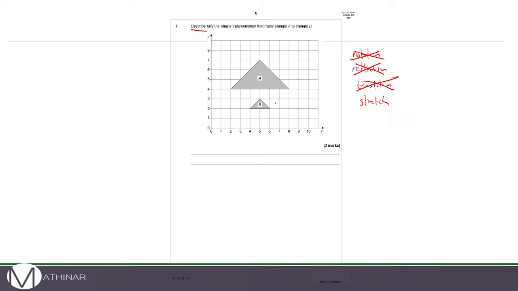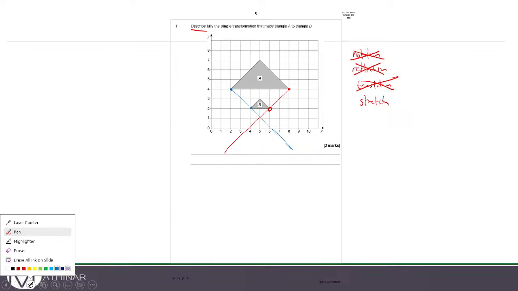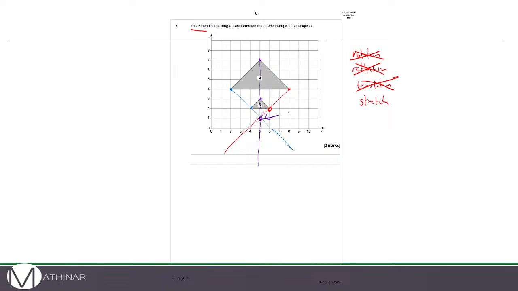So the best way to do this is to get a ruler and find this corner, and the identical corner is here, and draw in a straight line from there to there and continue that straight line. Then pick a different corner. So this corner here and this corner here, join a line from there to there and continue that line. And then find a corner there and a corner there, join them together and continue. And what you notice is that they all meet at one point there. That point there is what we call the center of rotation.